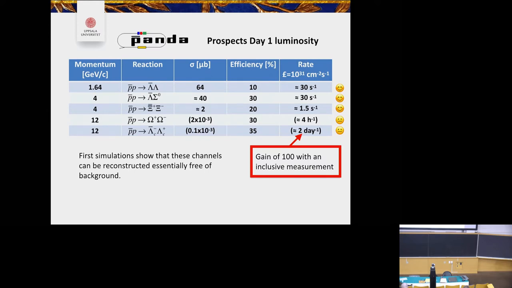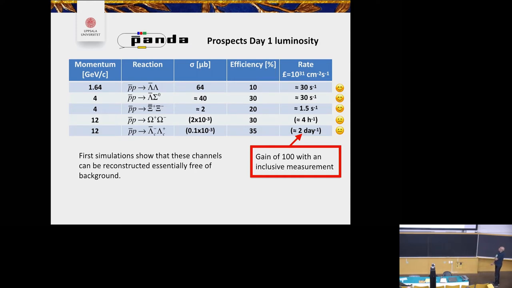So the prospect for day one luminosity for the different channels for lambda, lambda bar. Now I'm talking about reconstructible events. You expect of the order of 30 reconstructible events per second. This means that you will collect 700,000 lambda, lambda bar in one day. PS1 collected 200,000 lambda, lambda bar events over, I don't remember how many, 6 or 7 years. So PANDA and the high energy storage ring at FAIR will really be a strangeness factory.